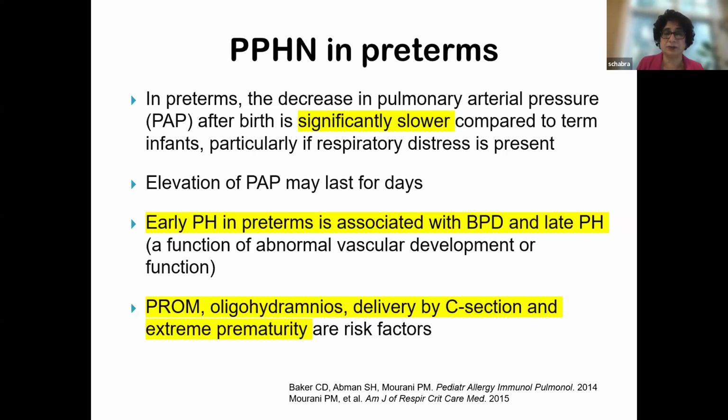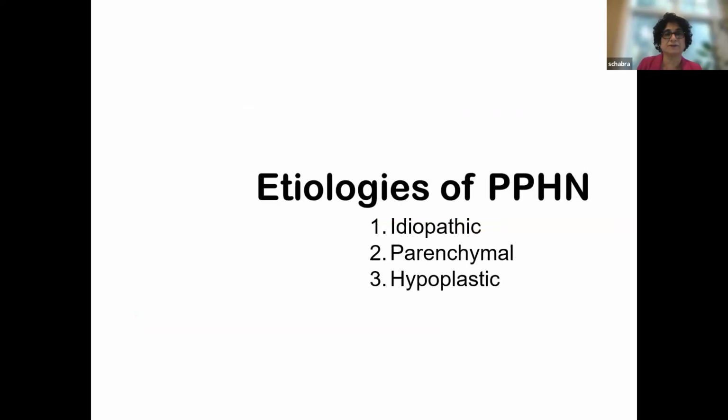A lot of times, early pulmonary hypertension has been shown to be associated with development of bronchopulmonary dysplasia and late pulmonary hypertension, which in effect is a function of abnormal vascular development. Other risk factors for premature infants having pulmonary hypertension are oligohydramnios, which causes hypoplasia of the lung development, which could be either due to kidney disease or prolonged rupture of membranes, and delivery by C-section and extreme prematurity.